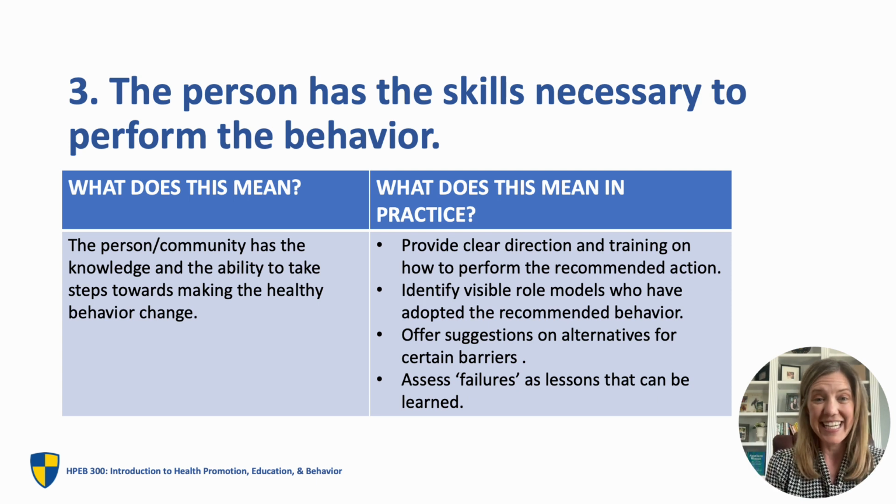Clear is kind. So other ways, we can be visible role models to show that we have also adopted that recommended health behavior. We can offer suggestions on other alternative modifications to the skill set. If that particular skill set has not been built yet, we can help create an on-ramp for building their own competence and self-efficacy in accomplishing that skill. And then we can also help reframe what a failure is as instead lessons to be learned.